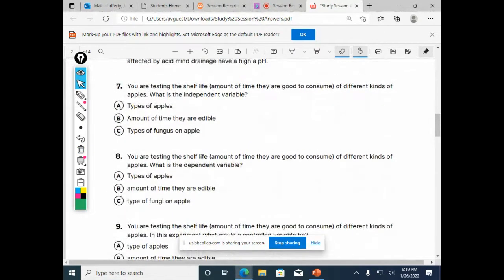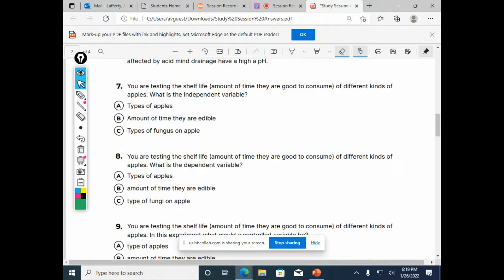Okay. Now we're moving on to IVs and DVs. So these are like parts of an experiment. So you're testing the shelf life, the amount of time that an apple is good to consume, of different types of apples. What's the independent variable? First of all, who wants to tell me what an independent variable is? What's an independent variable? It's what you change. Good. In this experiment, what are you changing?